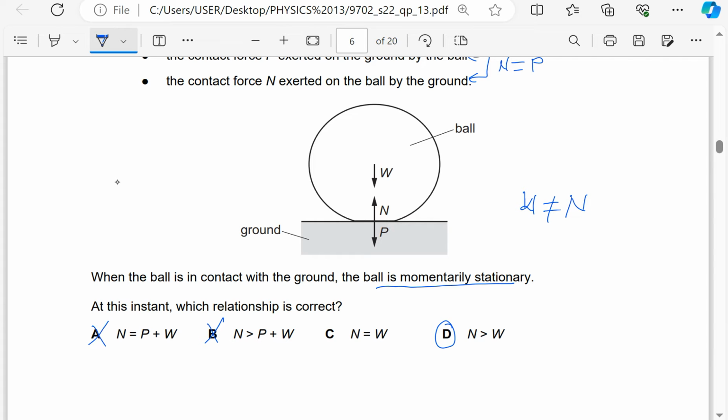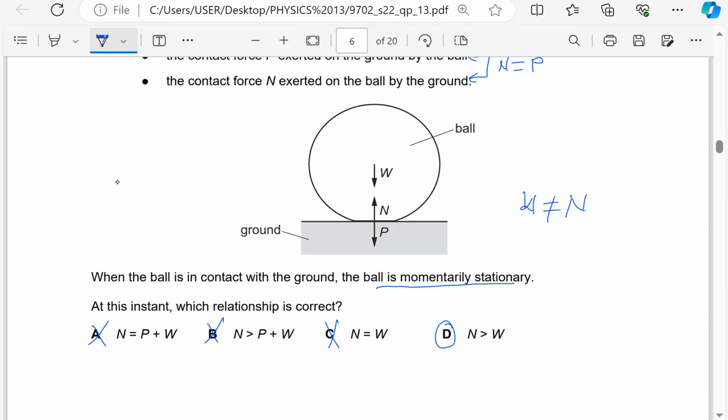Why? W is the pull of the earth on the ball, which acts at the center of the ball. The only force which is equal to W is the pull of the ball on the earth, which would originate from the center of the earth. So it is wrong to say N is equal to W. But N could be greater than W.